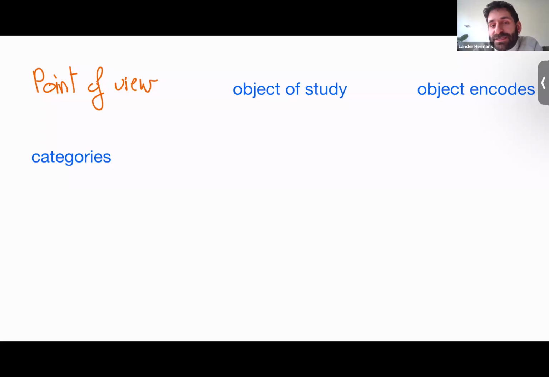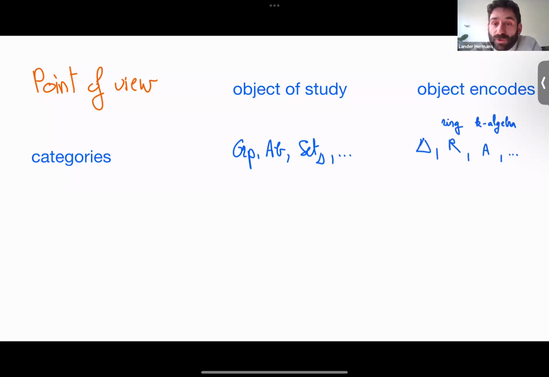If we look at the easy case categories, we could perhaps use them in two, not necessarily orthogonal, ways. Either we can look at them as objects of study. We're interested in the category of groups, of abelian groups, the category of simplicial sets, and we're interested in their properties. But in another way, you could say we can use a category as something that encodes algebras or modules over it. So for example, the simplex category encodes simplicial sets. A ring can encode its modules. A K-algebra can encode its modules. So it sort of captures maybe the calculus of this category of study through the category that encodes it.